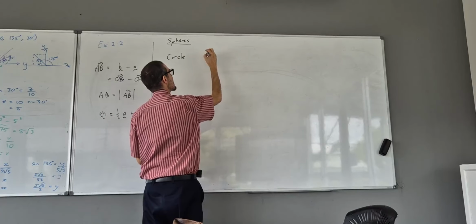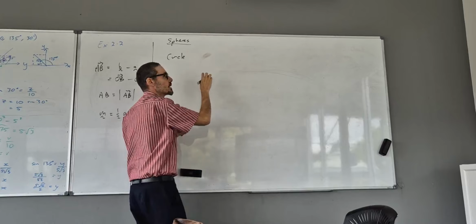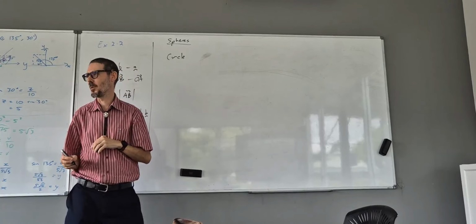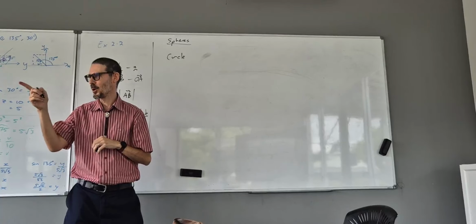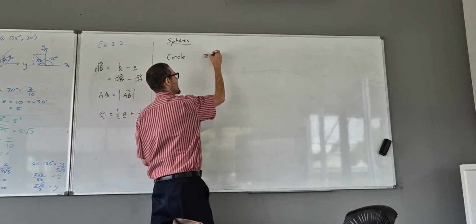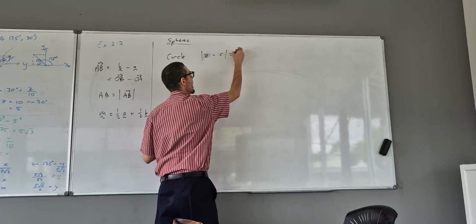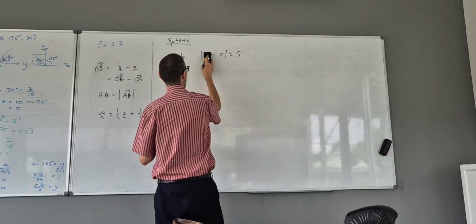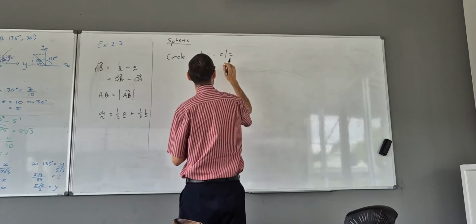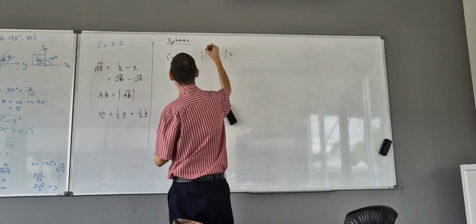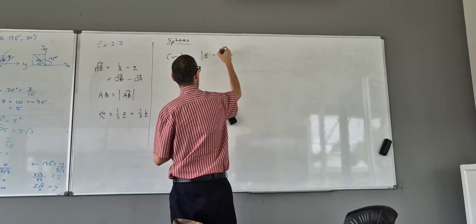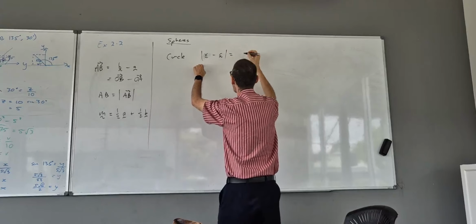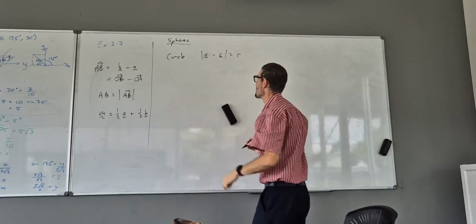Actually, we usually do this. What do we usually do? We did it with complex numbers, right? You'll remember we wrote complex numbers like this. So we're just going to do the same thing but with vectors. So I'm going to go: position minus the centre, length is the radius.